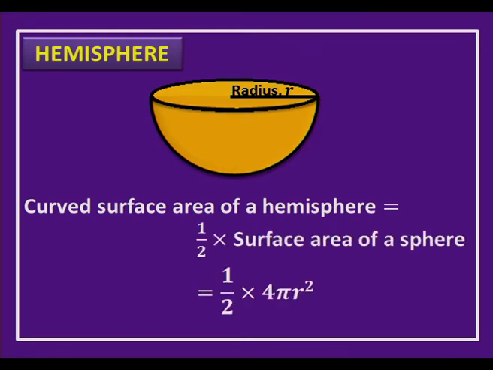Now, let us substitute the values. Half into 4 pi r square. How much you get, children? Yes, we get 2 pi r square. This is the formula to find curved surface area of a hemisphere.